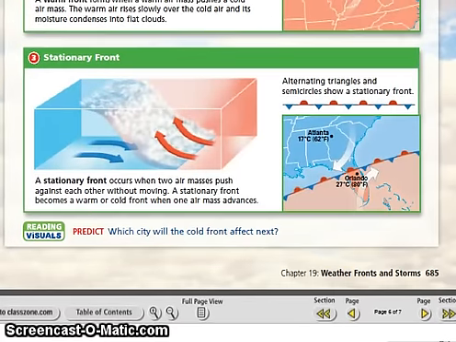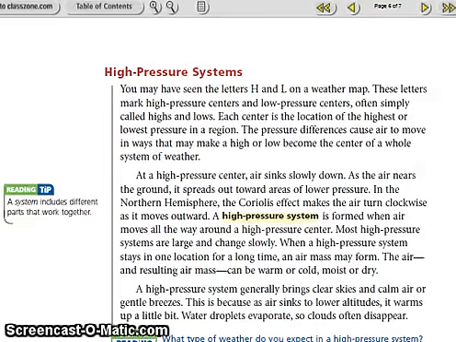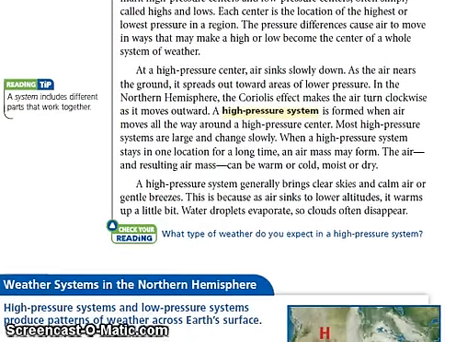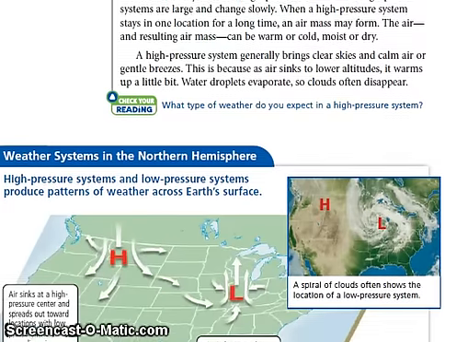Let me move this back over here, and that's going to be on page 9. Okay. So we're going to talk about high pressure systems. Really, we're just going to focus on low pressure systems here.